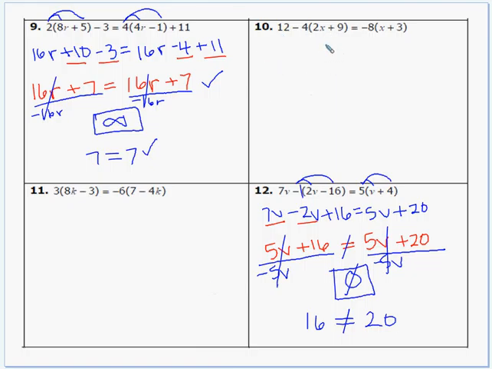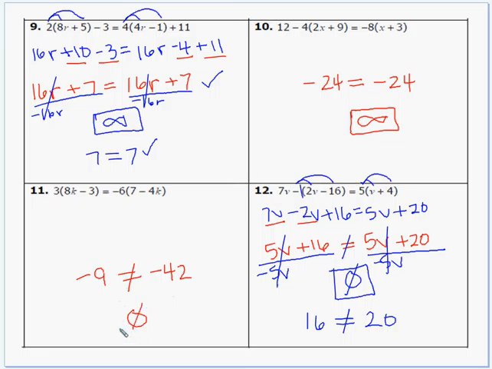If you're wanting to know your solutions for 10 and 11, on number 10, we get that negative 24 is equal to negative 24, which gives us a solution of infinitely many solutions. And on number 11, when we solve towards the end, we would get that negative 9 is equal to negative 42. We know these two things are not equal, and because of that, this leaves us with a no solution.